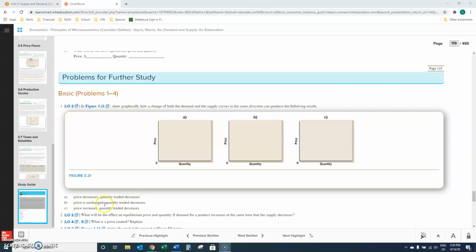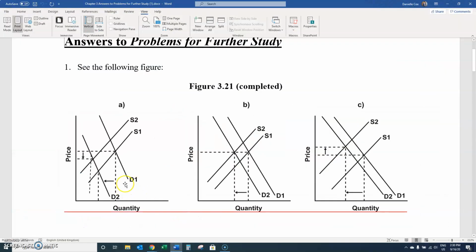B, the price is unchanged, but the quantity traded decreases. And in C, price increases and quantity traded decreases. So in all three, the quantity traded decreases, but we're having different things happen to the price. So let's switch over here.